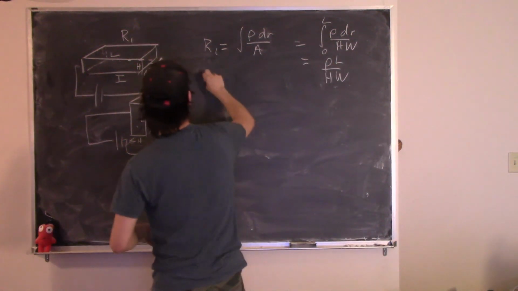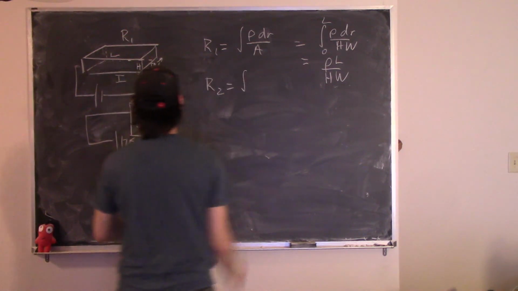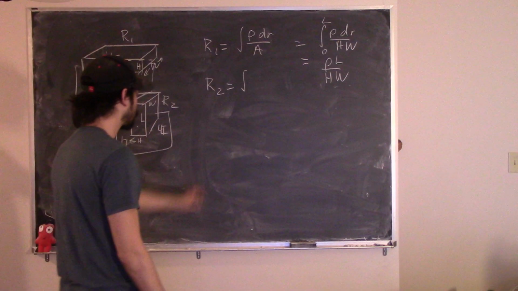We can do the same thing with R2. R2 is going to be equal to the integral of rho dr over A. And really I should have this as a dx. It's not really a dr. It's a dx. It's not a radial or a spherical infinitesimal.